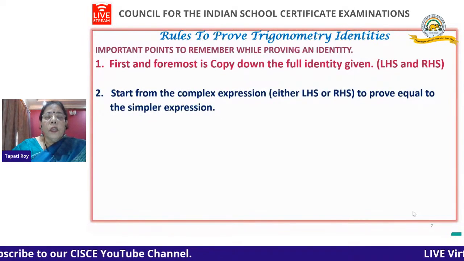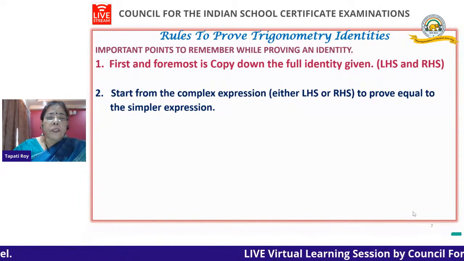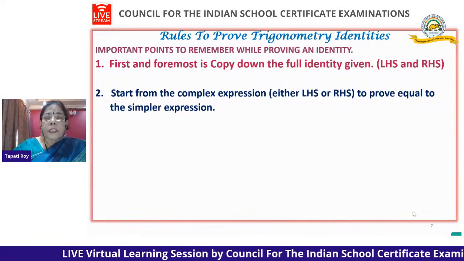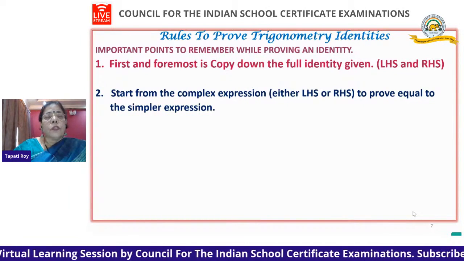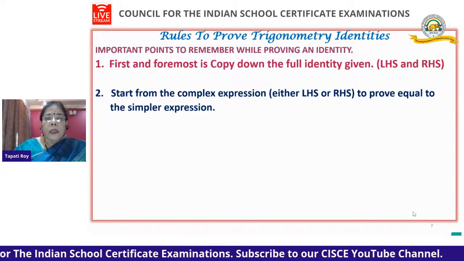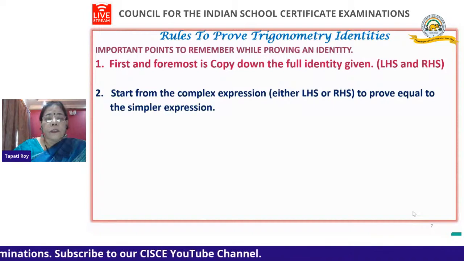Number 2, when we have an identity, we know it's an equality. We've got a left hand side, we've got a right hand side. So start from the complex expression to prove it equal to the simpler expression. Look at your sum, analyze which side looks more complex to you, and start from that side.